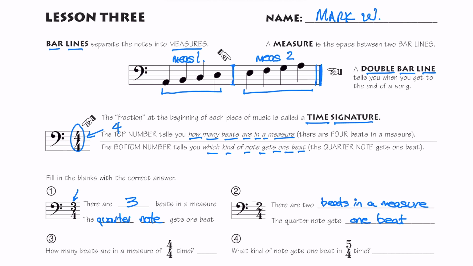Number 3, how many beats are in a measure of 4/4 time? All right, that would be beats in a measure is a top number, so 4. What kind of note gets 1 beat in 5/4 time? Okay, it's not about how many beats, it's about what kind of note. It's the quarter note.